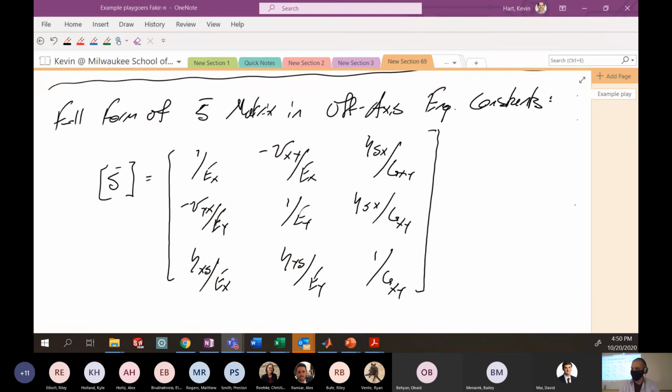Row 2, column 3, what is that numerator? This is eta sx.